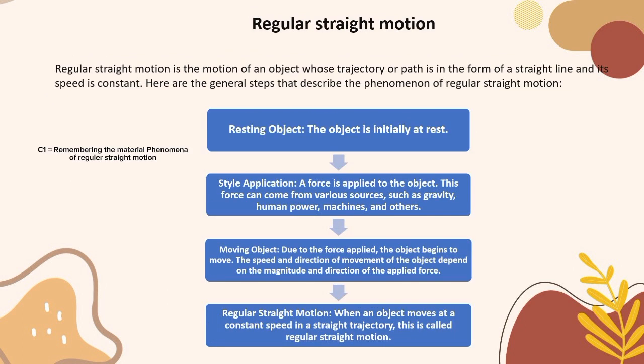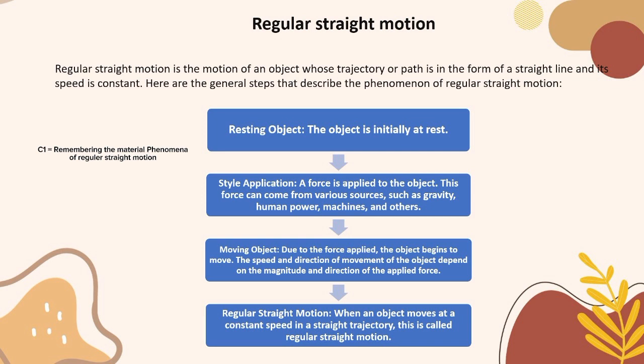Regular straight motion is the motion of an object whose trajectory or path is in the form of a straight line and its speed is constant. Here are the general steps that describe the phenomenon of regular straight motion. Resting object: the object is initially at rest. Force application: a force is applied to the object.